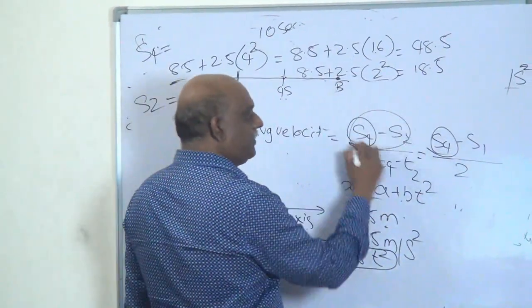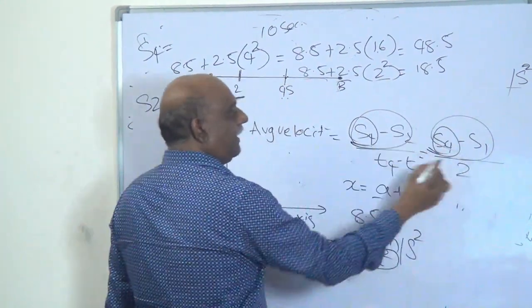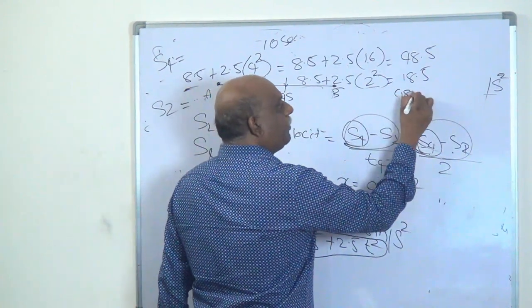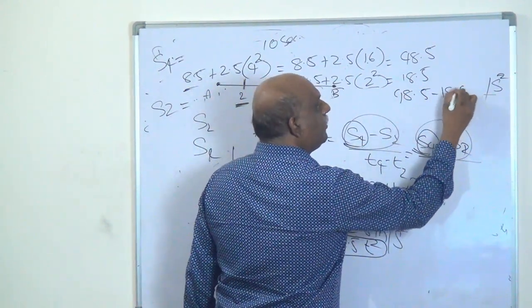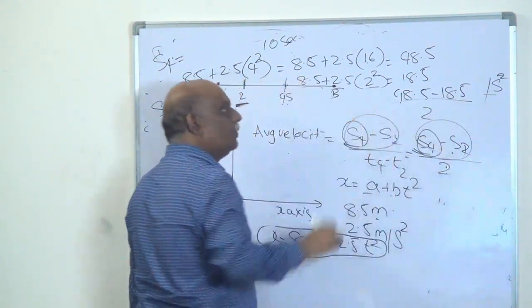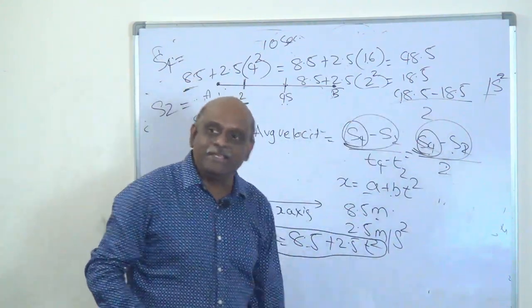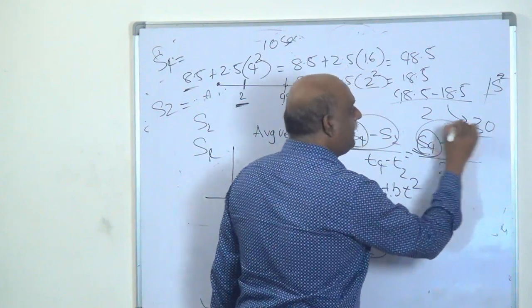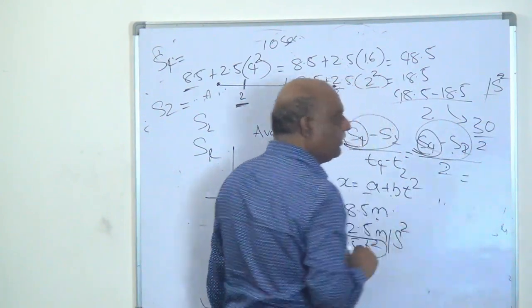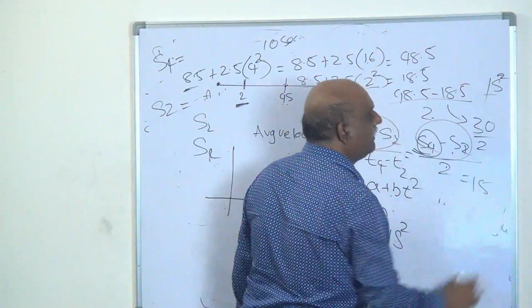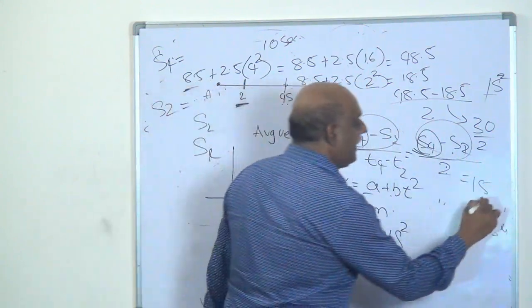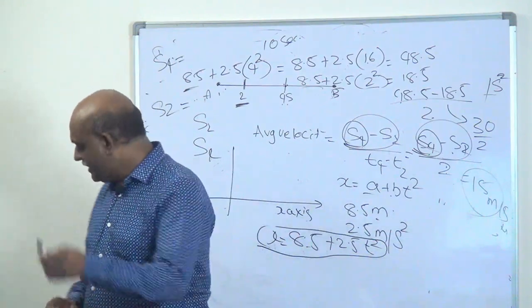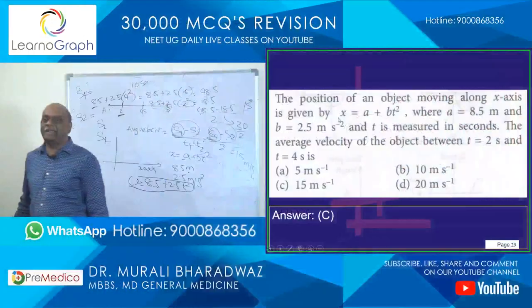S4 minus S2 in the numerator, what is it? 48.5 minus 18.5 divided by 2. How much is 48.5 minus 18.5? Quickly say it. 30 divided by 2, that is equal to 15 meters per second is the answer. So give me the slide. So where do you have 15 meters per second?